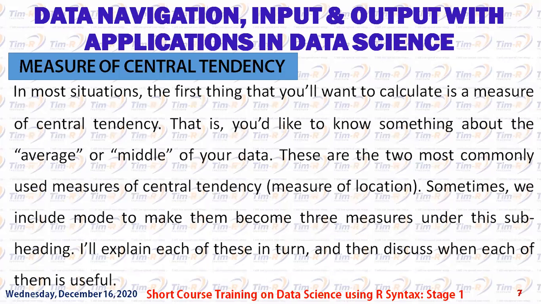In most situations, the first thing that you will want to calculate is a measure of central tendency. That is, you would like to know something about the average or middle of your data. These are the two most commonly used measures under central tendency, measures of location. Sometimes we include mode to make them become three measures under this subheading. I will explain each of these in turn and then discuss how useful each of them is.